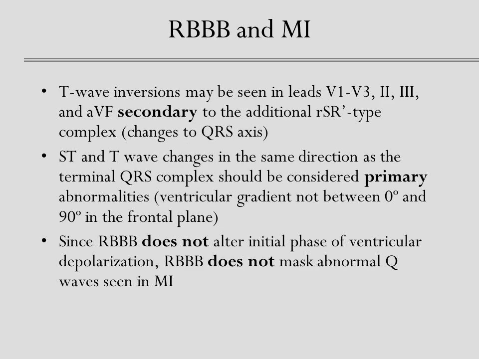RBBB and MI. T-wave inversions may be seen in leads V1 to V3, II, III, and aVF secondary to the additional RSR' type complex, changes to QRS axis. ST and T wave changes in the same direction as the terminal QRS complex should be considered primary abnormalities, ventricular gradient not between 0 degrees and 90 degrees in the frontal plane. Since RBBB does not alter the initial phase of ventricular depolarization, RBBB does not mask abnormal Q waves seen in MI.